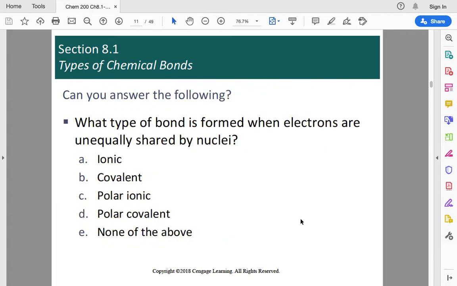So what type of bond is formed when electrons are unequally shared by the nuclei? Take a minute, pause, figure it out.